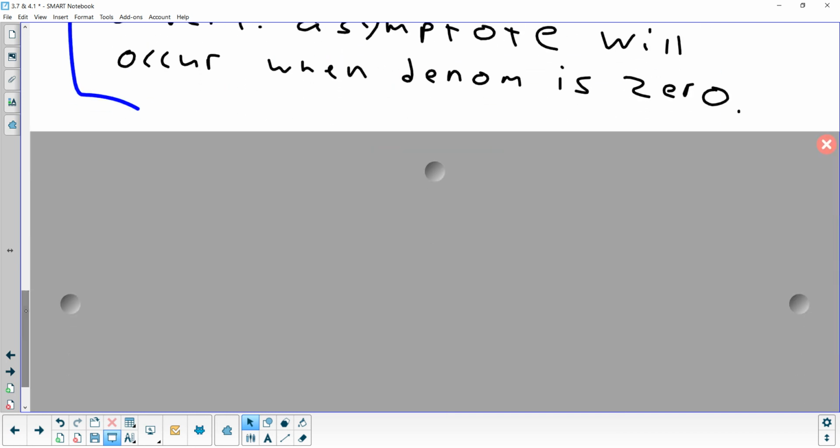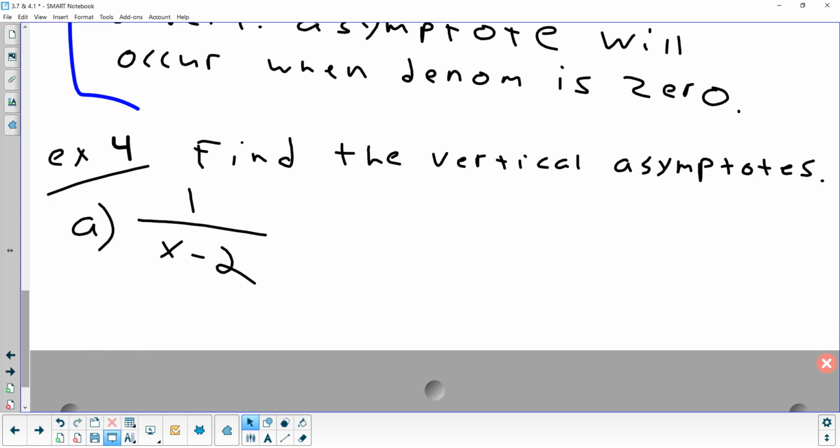All right, let's try this one. First of all, look at the numerator and look at the denominator. Are there any common factors in this case? Jake? No, you don't have an x minus 2 in the top. So you don't have to worry about anything special. So all we have to do here is find the values that make the denominator 0. And what would you plug in to make the denominator 0? Chris? +2. So the equation of the vertical asymptote is x equals 2.